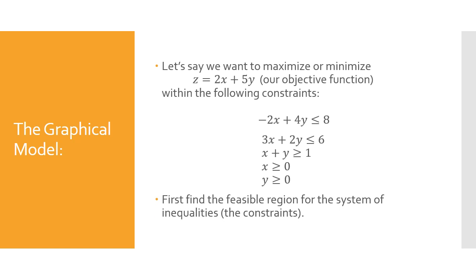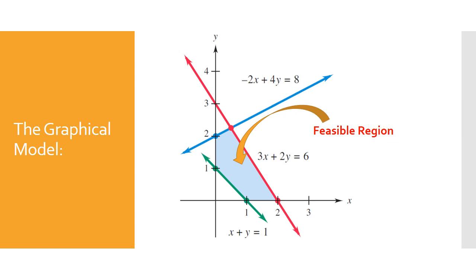The first thing we're going to do is find the feasible region for the system of inequalities or the constraints. This is just what we were doing in section 1. Okay, so we find our feasible region. Here you see it.